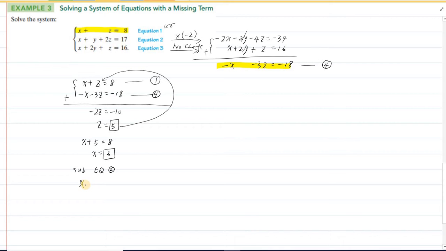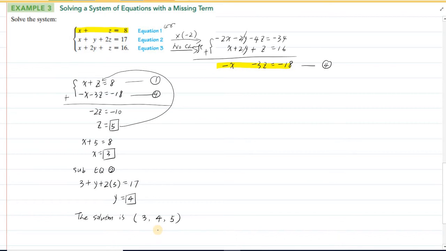So that will be x plus y plus 2z equals 17. So we're going to plug in 3 plus y plus 2 times z, which is 5, gives me 17. I simplified the whole thing: 3 plus 10, that's 13. Subtract that from both sides. I'm going to have y equal to 4. Okay, so then I can write the solution, always write the x, y, z order. So our x is 3, and then y is 4, and z is 5. So that is how to solve this type of question.